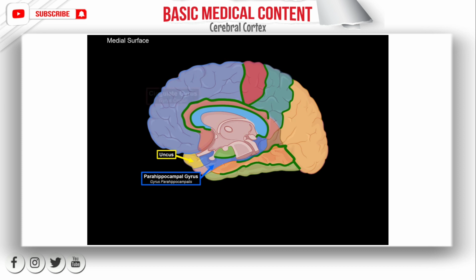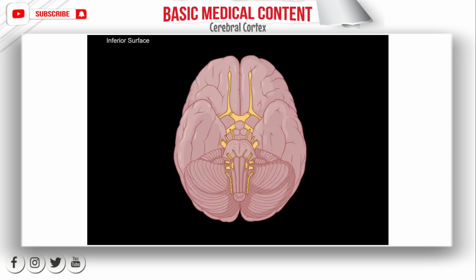The last thing I want to mention here on the medial surface is a narrowing that is associated with the cingulate gyrus, and that is the isthmus of the cingulate gyrus, which is located here in this area. So that was all the structures on the medial surface.